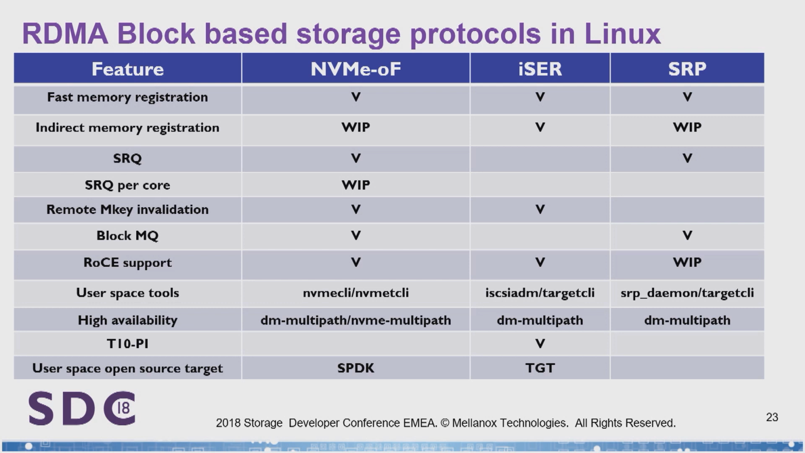User space open source target: we have SPDK for NVMe over Fabrics, and we have the TGT target for iSER. For SRP, there is no user space target currently. I don't know if it will be implemented soon. Okay, thank you.